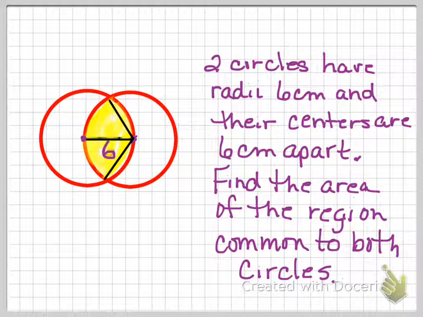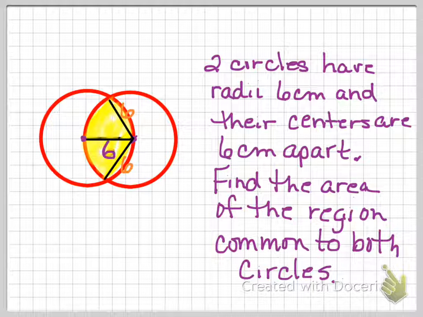One more. This one's a doozy. I like this one. So what I want to find on this one, I have two circles. They have radii of 6 centimeters, and their centers are 6 centimeters apart. So I want to find the area of the region that's common to both circles. Okay, so I've drawn these other two black lines in, and I know that they're also 6 because they're radii of my circle.